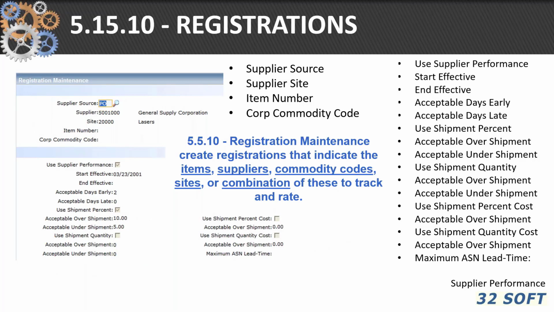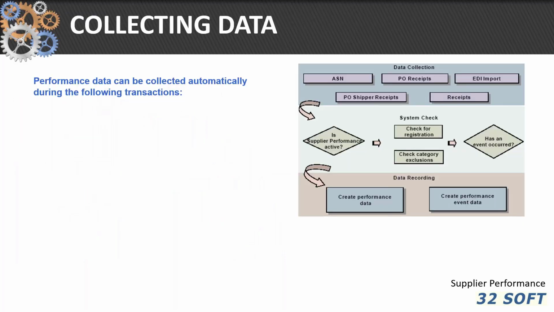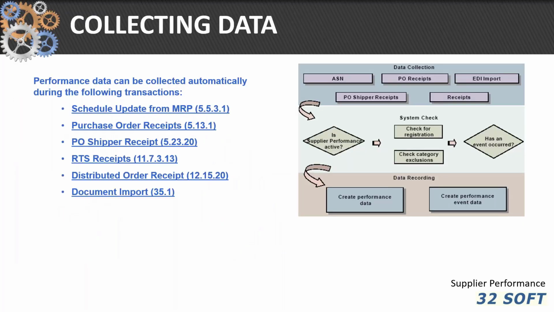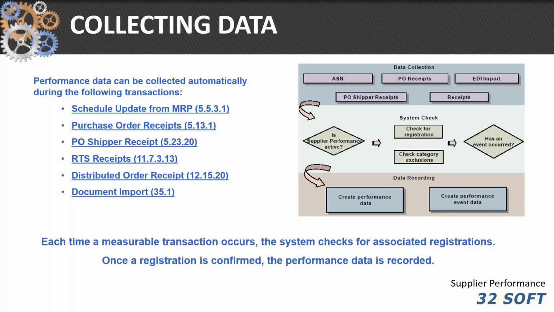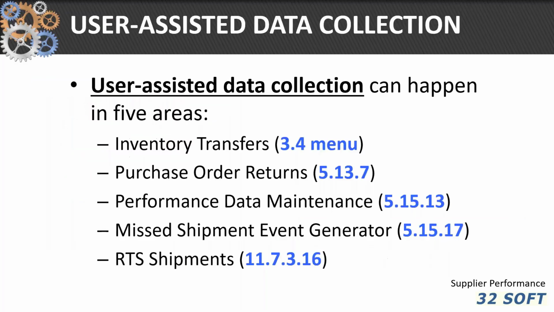You go through registration for each supplier and how they're going to be measured on POs, distribution orders, RTS receipts, etc. And then the system, as I mentioned, automatically collects data. It's wonderful. You don't have to do it yourself. It just automatically collects it. I don't know how many people I've seen use spreadsheets and browses and exports and dumps to do this. You don't need to. It's all automatically set. So each time a measurable transaction occurs, the system assigns an associated registration and it calculates the data required.